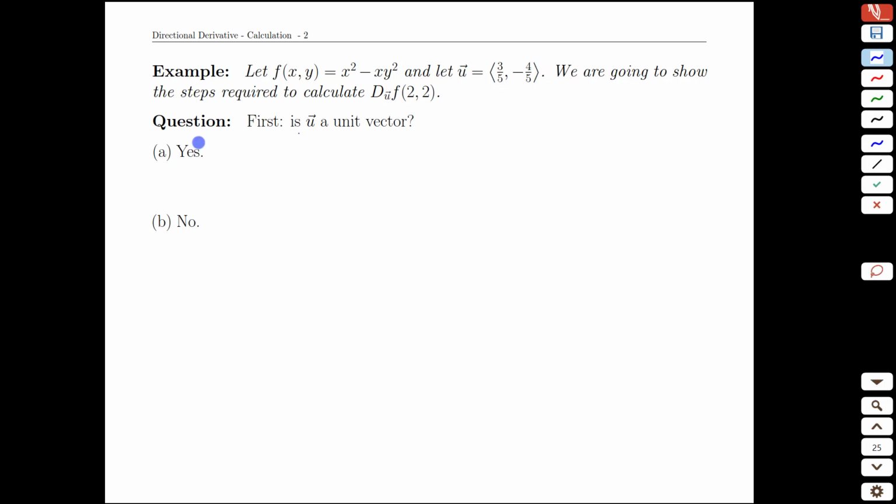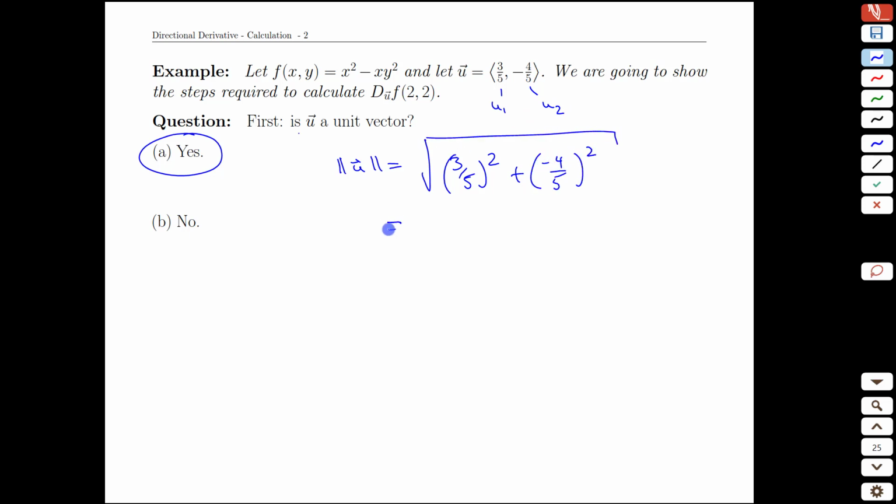Well, looking at the u value, that's all that matters here. It absolutely is a unit vector. This is a classic 3, 4, 5 triangle, or we can do the calculations. The length of u is the square root of the first component, which we would call u1, squared, plus the second component, which we would call u2, also squared, all square rooted.